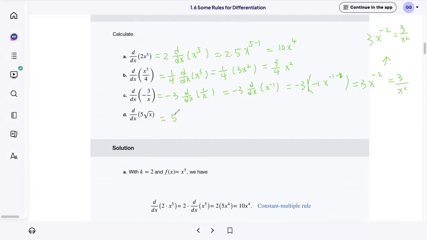So this one, I can pull the 5 outside, differentiate square root of x. And square root of x, I can write as x raised by half, right? Then when I differentiate, I get a half x raised by half minus 1. Well, half times 5, that's 5 over 2. Half minus 1, that's x raised by negative half. So what is a negative half? Negative 1 means I go to the denominator, x raised by half is square root of x, right? So we get 5 divided by 2 times square root of x.